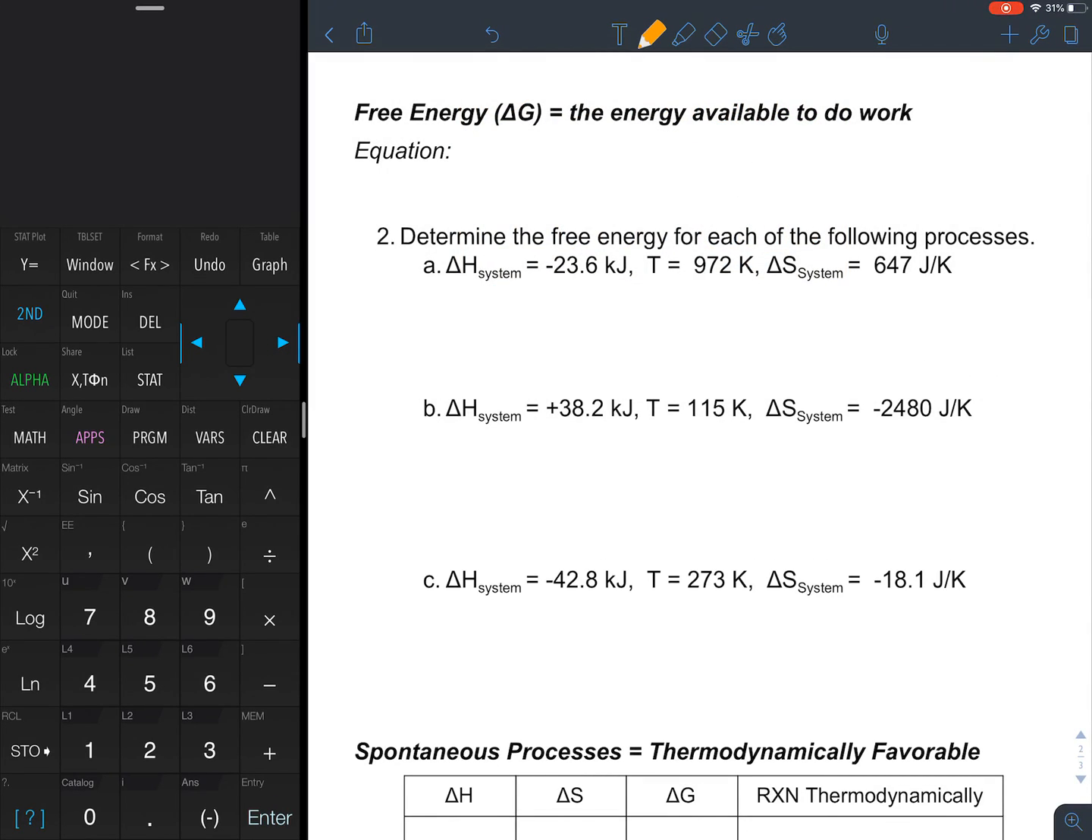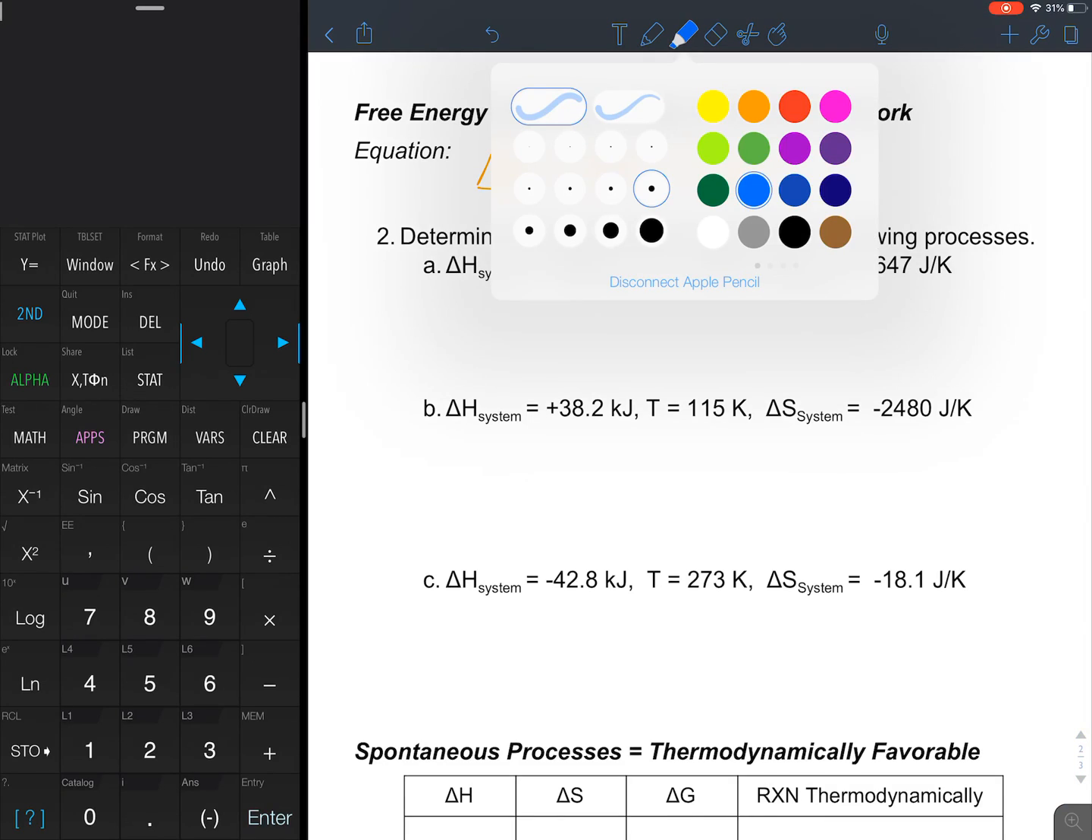Okay, so our equation is delta G is equal to delta H, so our enthalpy, minus the temperature, T, times the entropy, delta S. Okay, and it's all three of these factors that tell us what's going on with this.